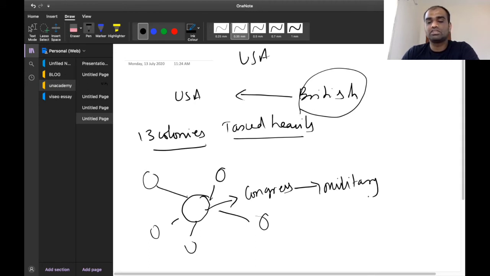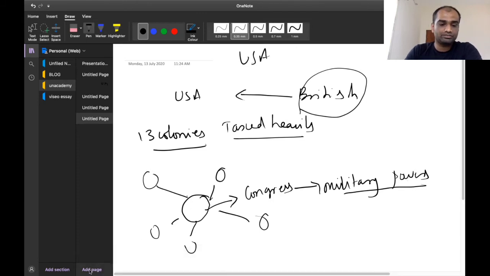Clear? Now this Congress had only military powers. These military powers could be used only to fight against British forces. After the British forces had been successfully repelled, the military powers would be completely disbanded, and these 13 colonies would be completely independent of each other. So that was the original arrangement.